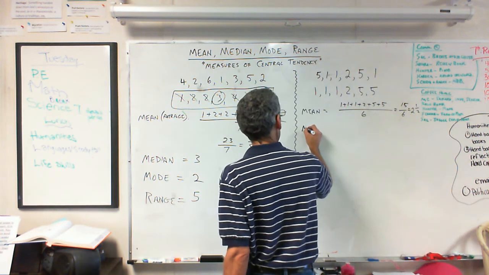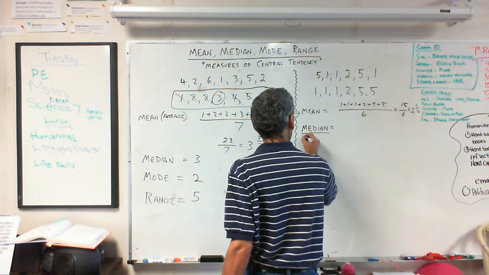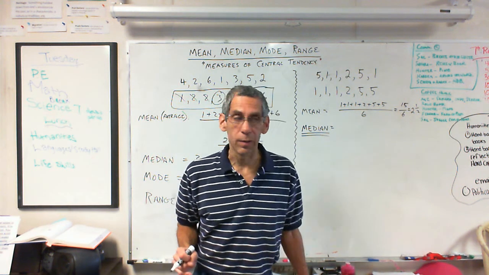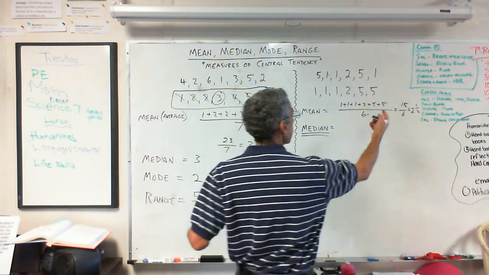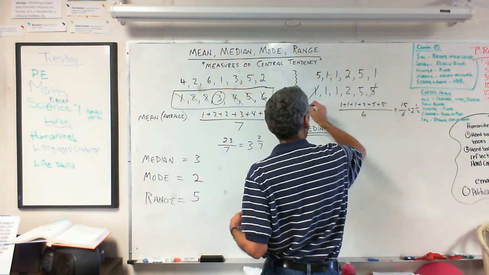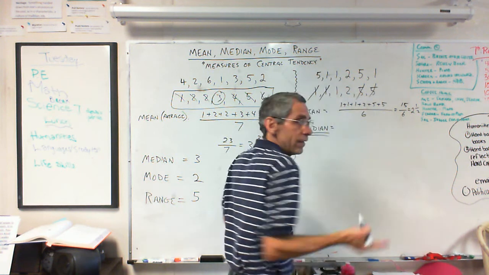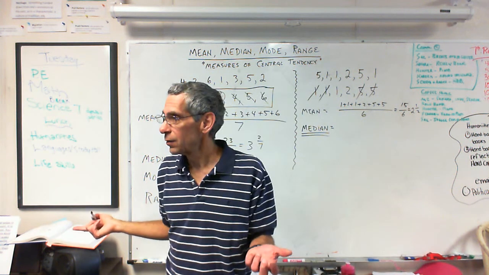Now, what about your median? This is the one that changed. That is the reason I put this second example up. How do you figure out the median? So if we use Liam's idea of crossing one out, one out, one out, one out, now, if I cross these two out, I won't have anything. So what do I do?